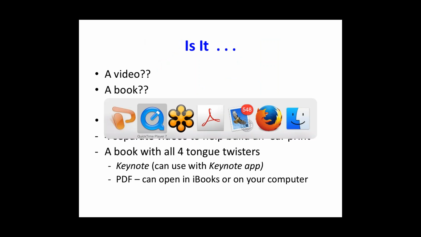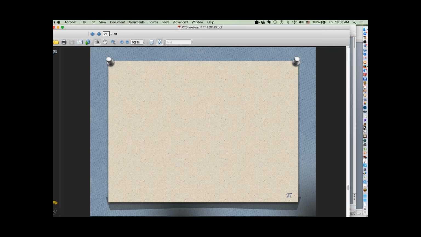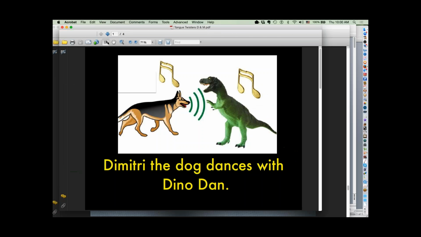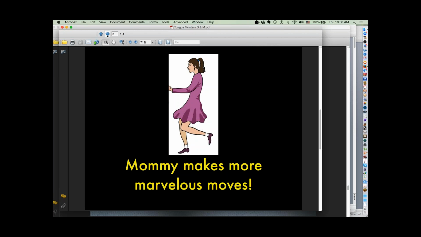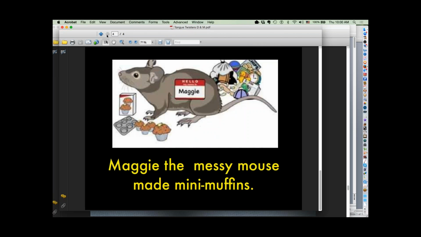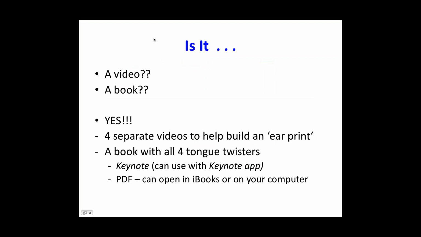So I'll just show you the book very quickly. So here's my book. The first one is Dimitri the dog, Daddy does not dance, Mommy makes marvelous moves, and Maggie the Minnie Mouse made mini muffins. And I will also make this with a white background, so you can just print it out as a light tech book, and I will be posting that as well.